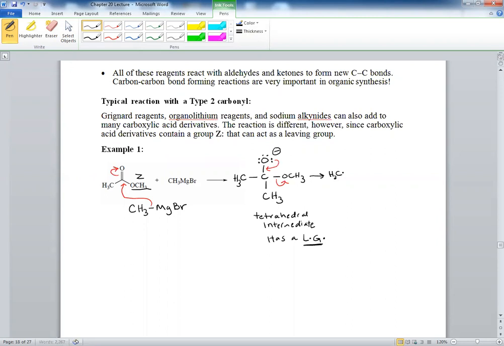Very well. So look what we're making now. You should be able to draw this product very easily. So what is the product? What functional group is that? If this leaves, then I have the carbonyl bond, and then I have the CH3 and the CH3. So we have a ketone.